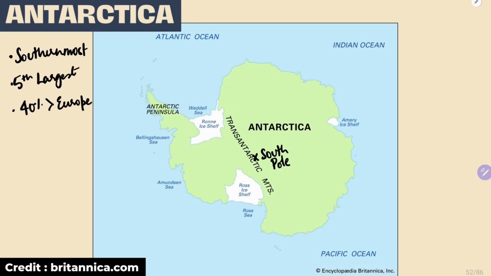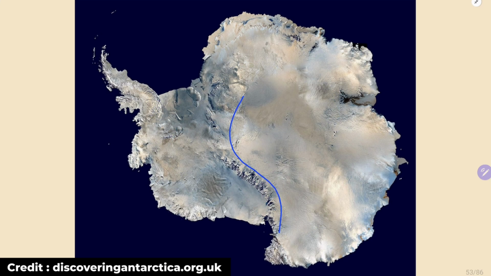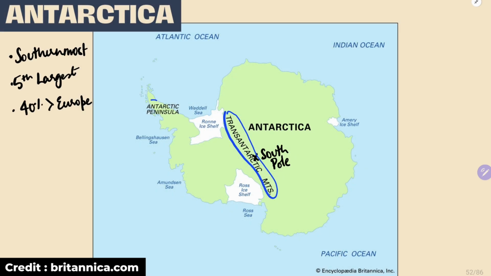The important features of the continent of Antarctica are the Transantarctic Mountains. In this image you can see the Transantarctic Mountains, and how they divide Antarctica into East and West Antarctica. Then there is the Antarctic Peninsula, the Ron Ice Shelf, the Ross Ice Shelf, and the Amery Ice Shelf.